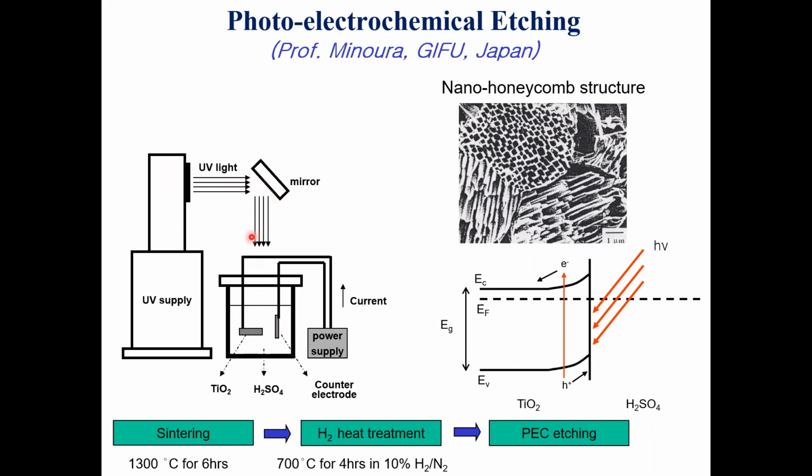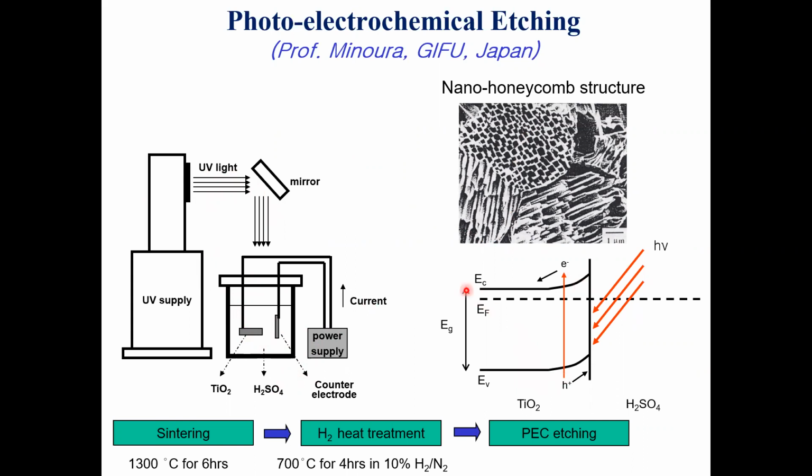So eventually you create this kind of nano honeycomb type structure. So these are the single grain TiO2 that has been etched to create these rectangular shaped nano holes. So this is an electrochemical etching, that is electric field, electro, chemical from the chemistry of the solution, electrochemical etching. And there's UV light.